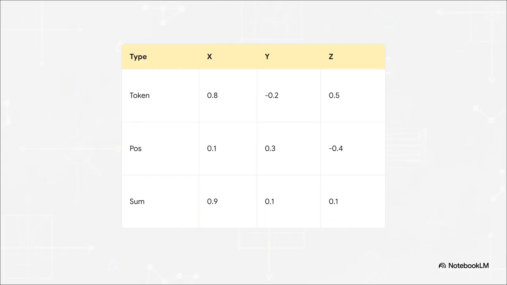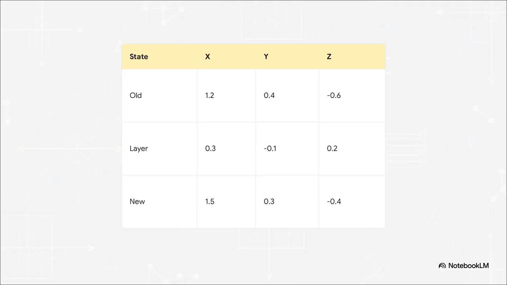Let's look at a real numeric embedding sum. We have our token vector, 0.8, negative 0.2, 0.5. And we have our position vector, 0.1, 0.3, negative 0.4. We literally just add them straight down. 0.8 plus 0.1 creates 0.9. Negative 0.2 plus 0.3 is 0.1. 0.5 plus negative 0.4 is 0.1. Boom! This single resulting vector, 0.9, 0.1, 0.1, now mathematically represents both what the word means and exactly where it sits in the sentence. And it totally doesn't stop there.